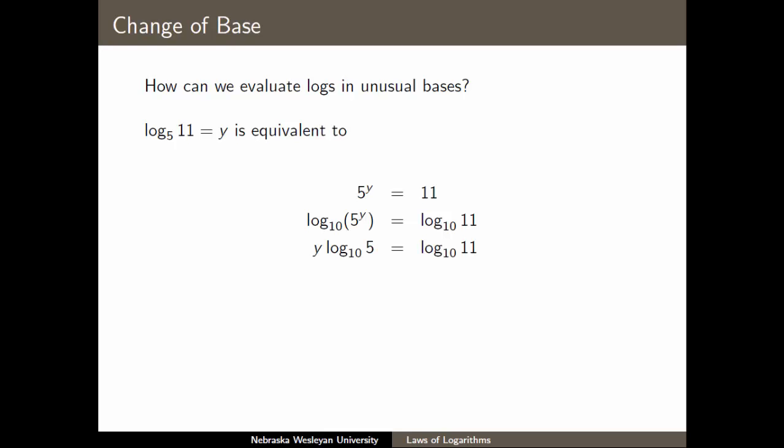On the left-hand side, the power rule for logarithms would say that the exponent of y comes out in front, and I'm left with log base 10 of 5. And on the right-hand side, I have log base 10 of 11. If I divide both sides by log base 10 of 5, then I've isolated y, and I know that y is log base 10 of 11 divided by log base 10 of 5. Now, it looks complicated, but those are both just numbers. I can plug both of those into a calculator and divide and see that y is about 1.49.